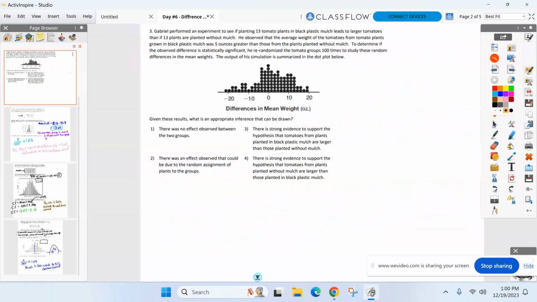Do I have any gardeners in here? Anybody grow some fruit, vegetables? No? Okay.